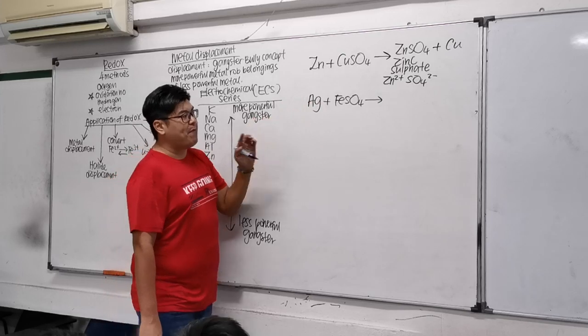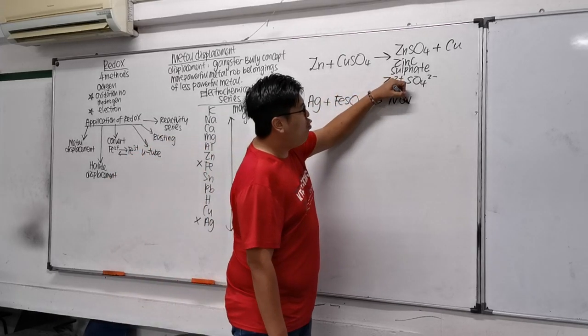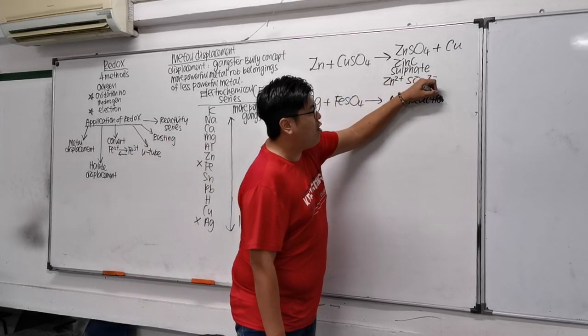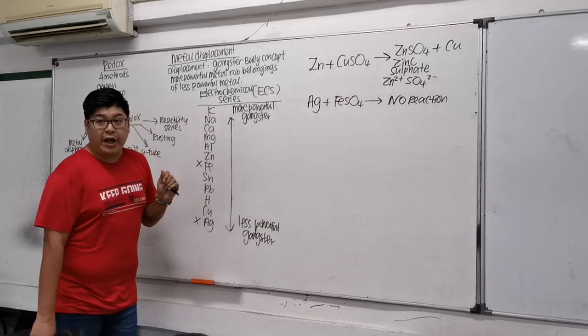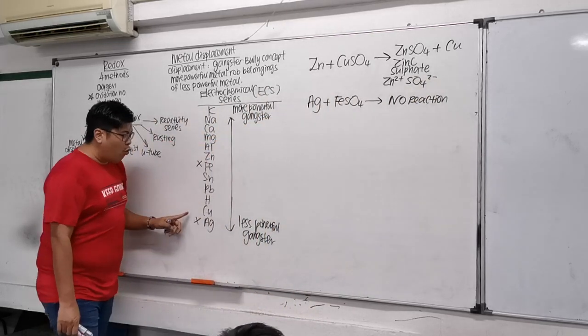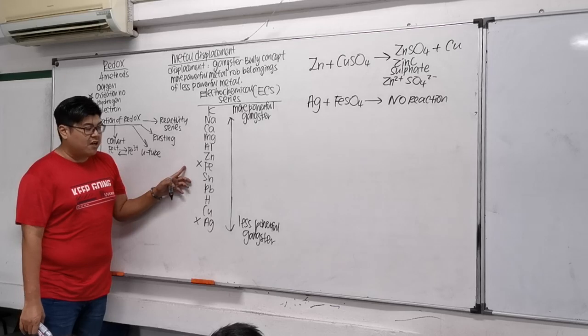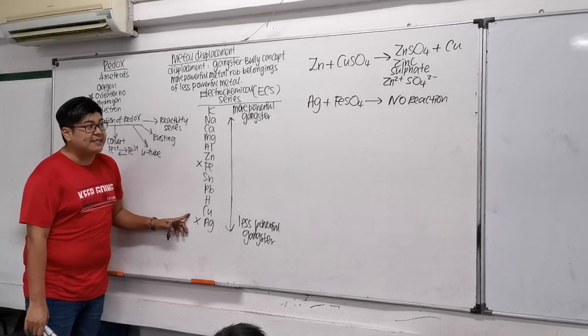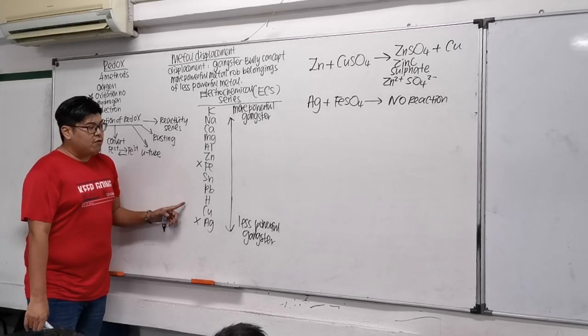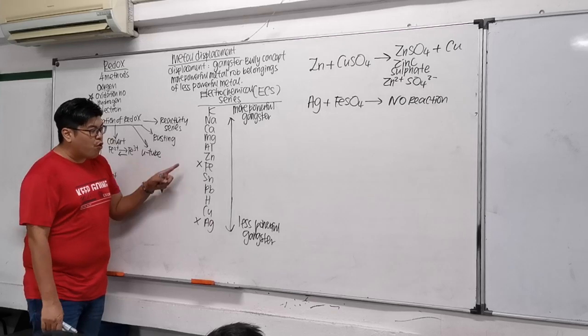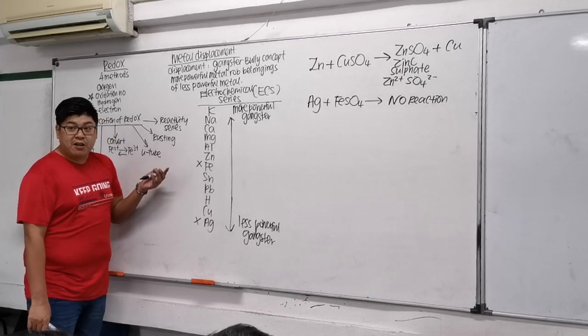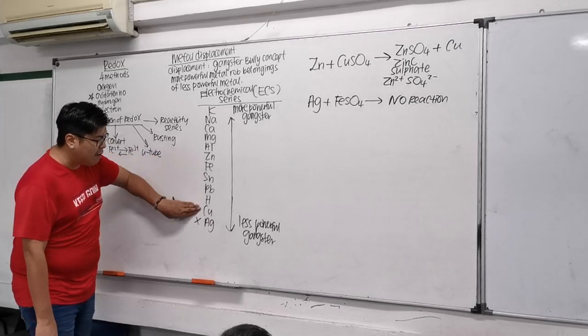So in this case, what happened? Nothing. So no reaction happening. You won't have any chemical reaction at all, because silver is lower than the iron in the ECS. Silver is a weaker gangster compared to the iron. Silver is not capable of robbing the sulfate away from iron. Okay? Right now, one more last example.